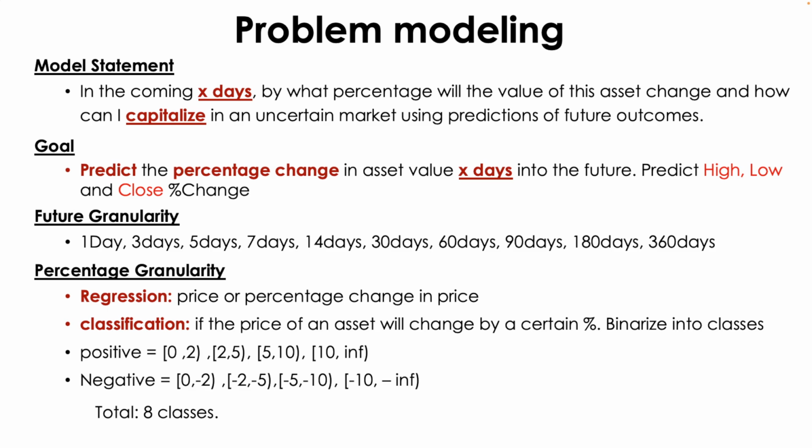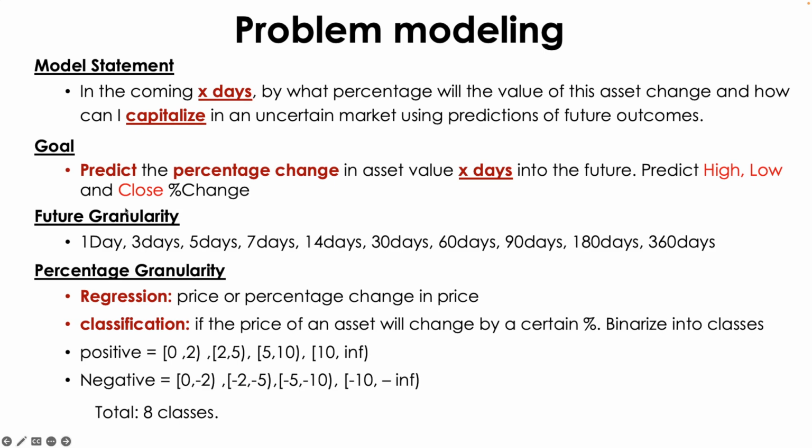How then can we capitalize on this prediction? I know that a machine learning model built to predict the future is, of course, not very accurate. We are in an uncertain market environment, so we have to take care of uncertainty in the market and try to capitalize based on the prediction that we have. That's the goal. We will predict the percentage change of an asset, and then we try to capitalize on that.